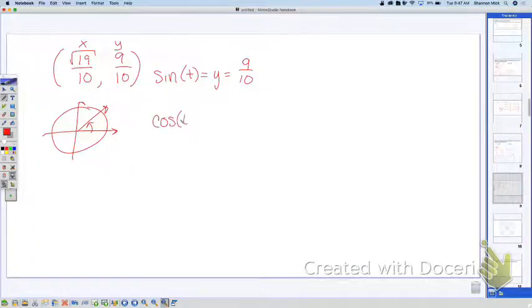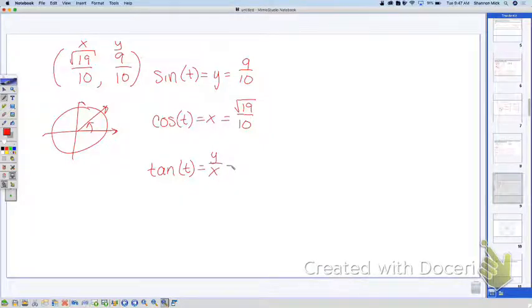Okay, cosine is what? X. So it is square root of 19 over 10. Now I'm going to tell you that this is kind of giving you a very basic view of what we're going to be doing, guys. This is kind of why I don't like it, because it really generalizes it a lot. Okay, tangent, y over x.